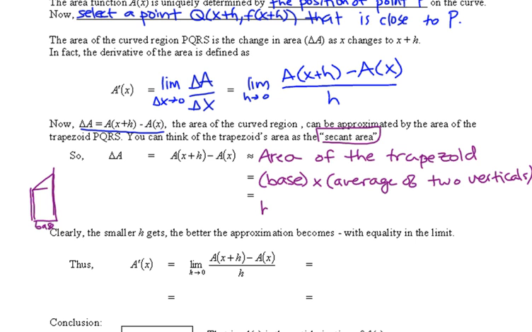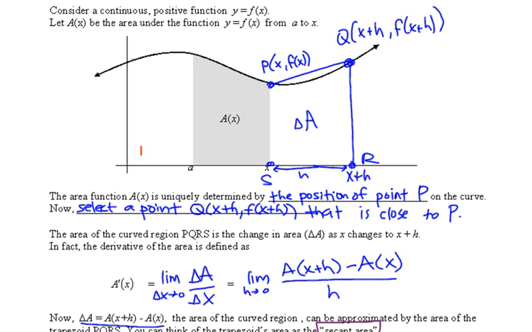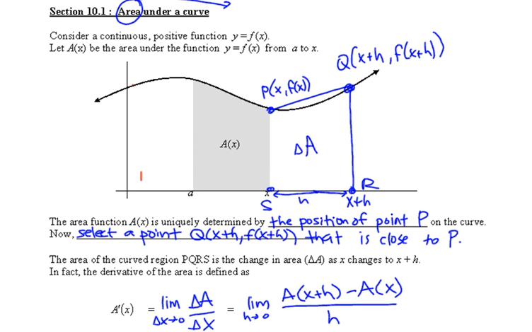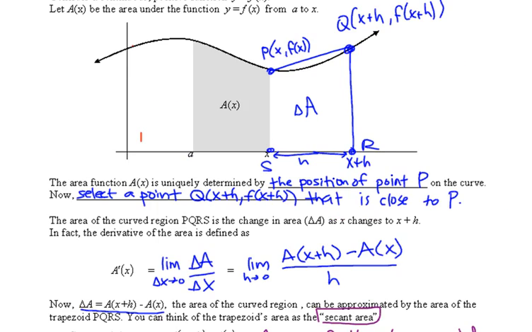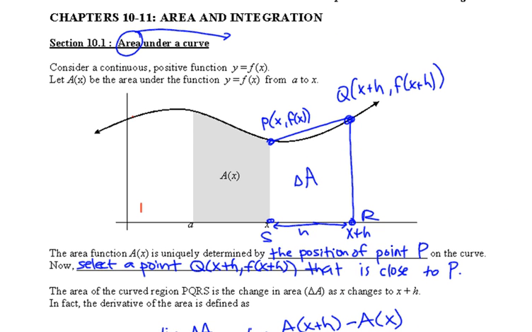So our base is h, times, when we average something, we add them together and divide by 2. So 1/2 times, what are my two heights in this trapezoid? f of x, and then f of x plus h. So the smaller h gets, the better the approximation. If h is really big, then our trapezoid is not a very good approximation. If it's very, very small, it's going to be a better approximation of the area.